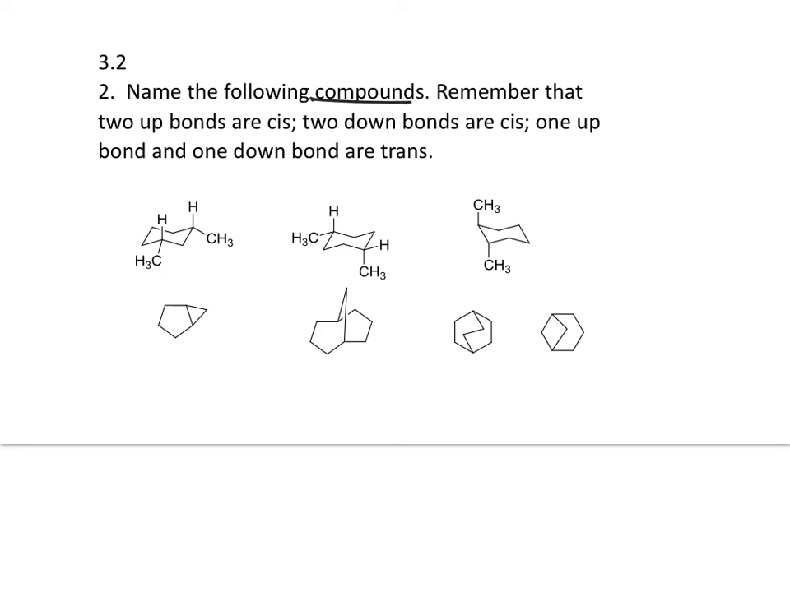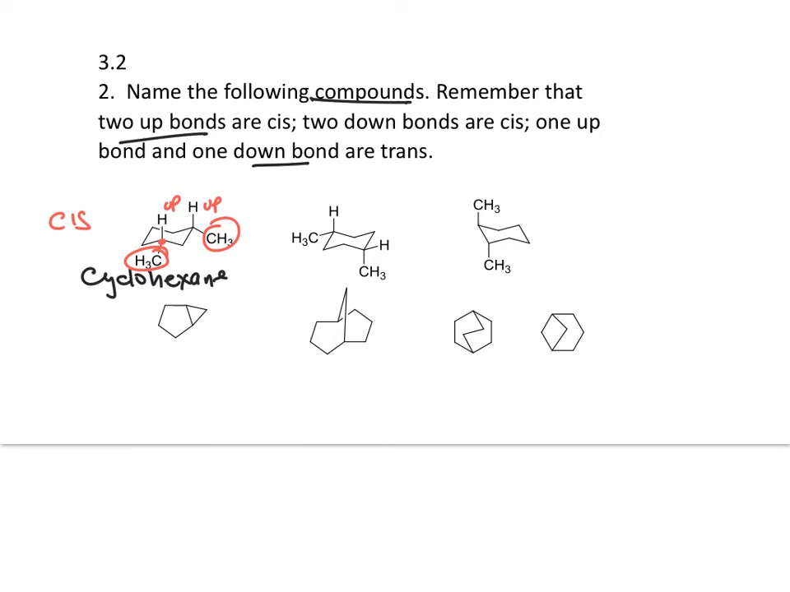Okay, name the following compounds. Remember that 2 up bonds are cis and 2 down bonds are cis. 1 up and 1 down are trans. So here we have cyclohexane, and you see that the methyls are both up. So that would mean that the hydrogens are down. So this would mean these are both down. So that makes them cis.